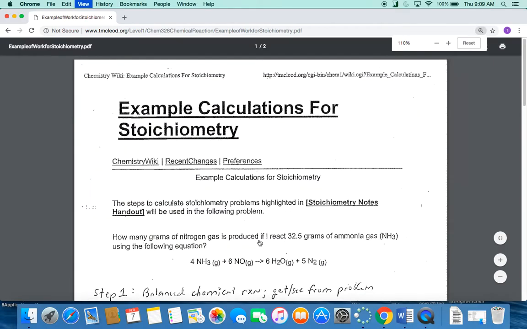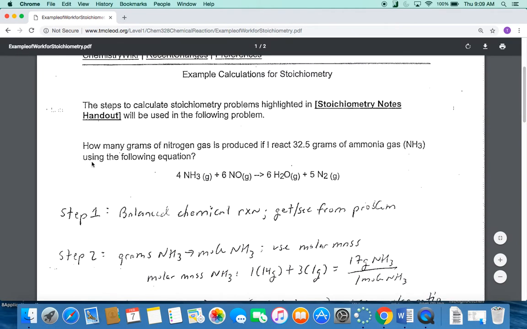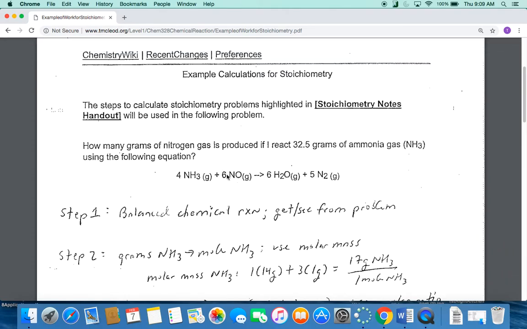So looking at it as an example, this is a standard view of a question in stoichiometry. How many grams of nitrogen gas is produced if I react 32.5 grams of ammonia gas? And the big thing is, you see it says using the following chemical equation. They have to give you a balanced chemical equation or make you figure it out to be able to do stoichiometry. So that's the key to know you're doing stoichiometry. So in this case, you do the 4 steps. You got to make sure you get a balanced chemical reaction. It's right here. You have it.